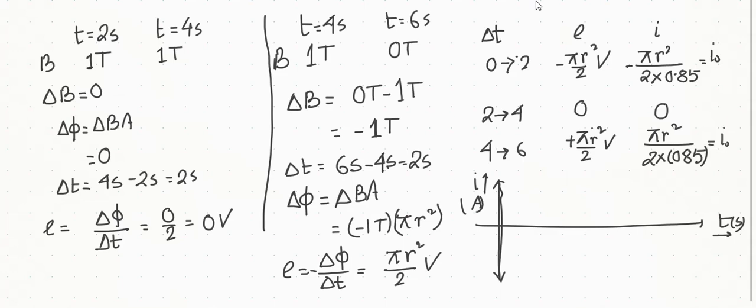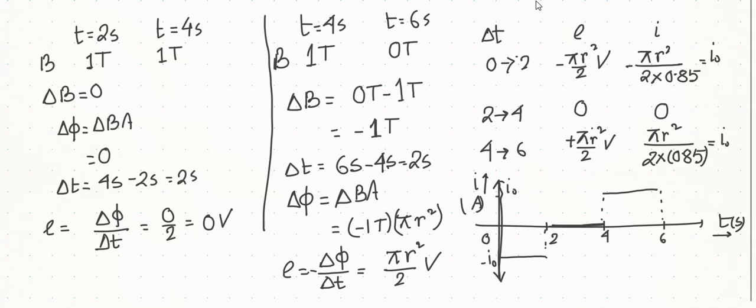Then from 0 to 2 seconds, this is 0 seconds, this is 2 seconds, from 2 to 4 seconds, from 4 to 6 seconds. So in the first 2 seconds, it becomes negative, that is minus I0. After that, from 2 to 4 seconds it becomes 0, that is it lies here. Okay, after 4 to 6 seconds, it becomes again plus I0.